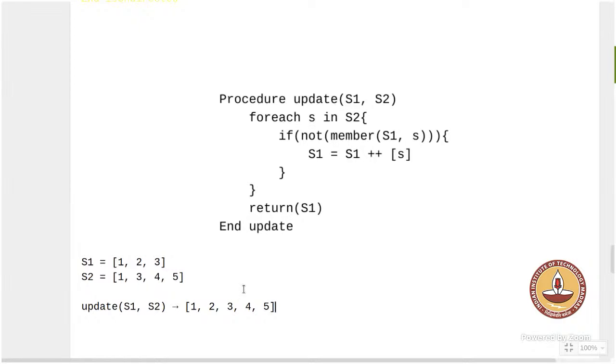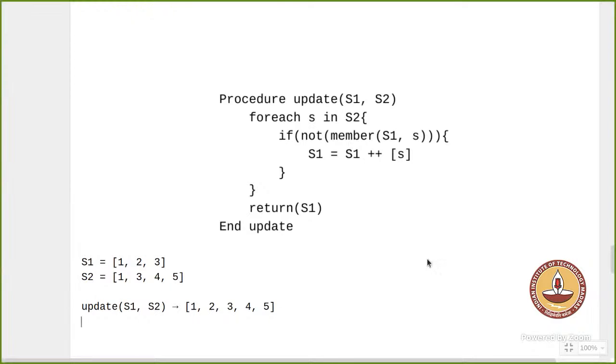Is there anyone who is not agreeing with this or who has a doubt here? Please stop me now. Okay, so you're all clear, right? So what we are doing is checking whether every member of S2 is there in S1 or not. If it is already there, you don't do anything. If it is not there, only then you add it to S1. Also, the order is maintained. So this is what update of S1, S2 is doing.